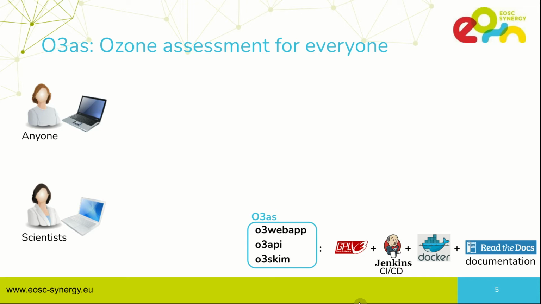O3AS is going to provide a user-friendly way of retrieving the data and getting high-quality plots for scientists and everyone interested in the ozone assessment. It also implies the best practices of software development, among which the code is open source, well-maintained and publicly accessible. It is implemented with a continuous integration and delivery pipeline based on Jenkins, which also includes automated code testing. The final artifacts are delivered in the form of Docker images. The code and the service are well documented.